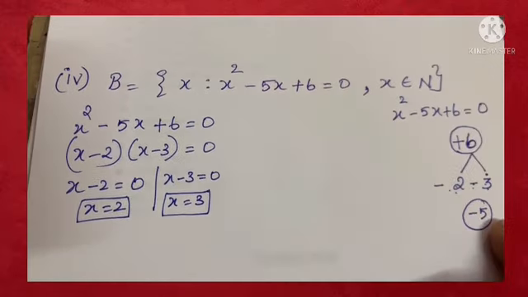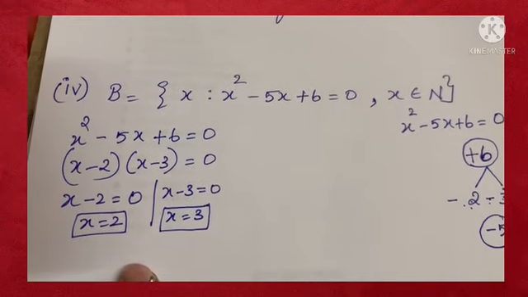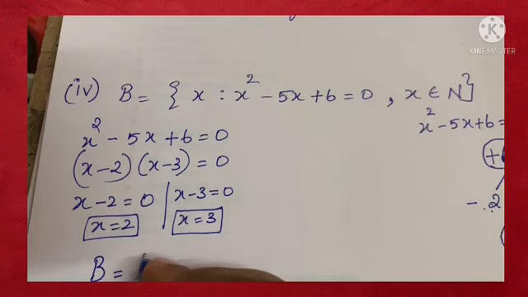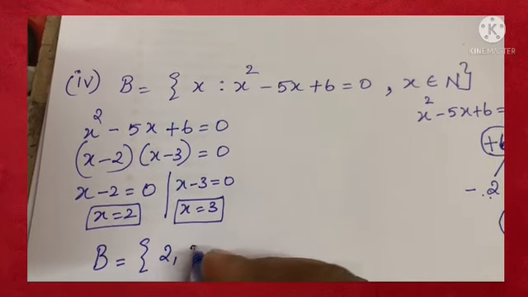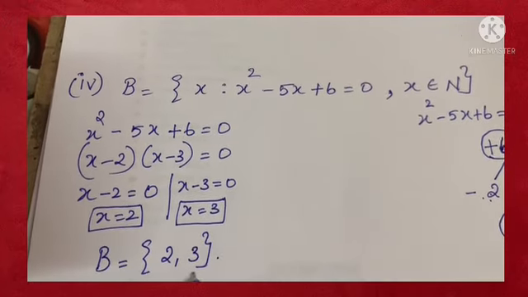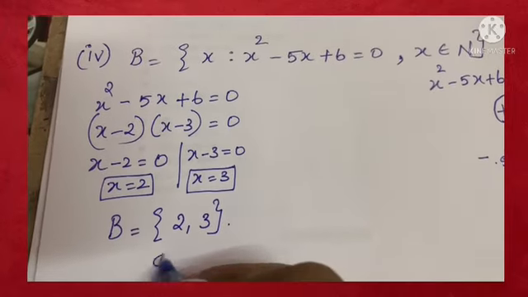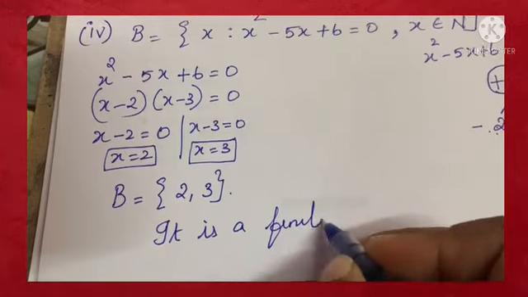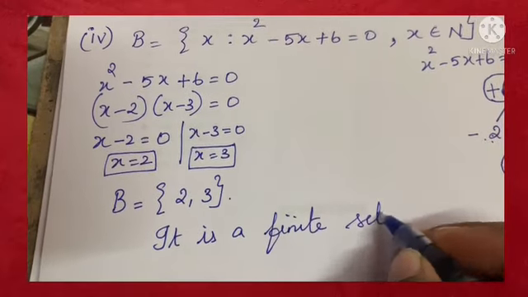So the type of finding the factors is called factorization. Okay. And now what are the answers we have got for B? Yes, it is 2, 3. So I can count and write? Yes. It is a finite set.